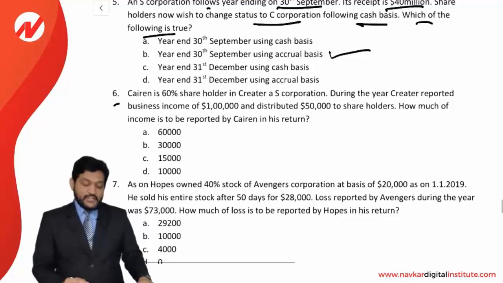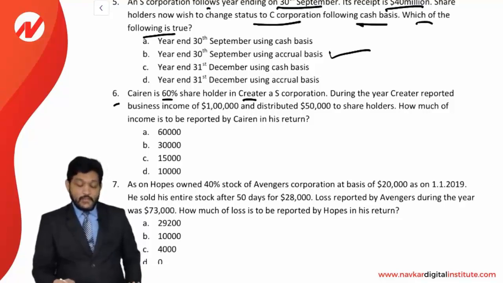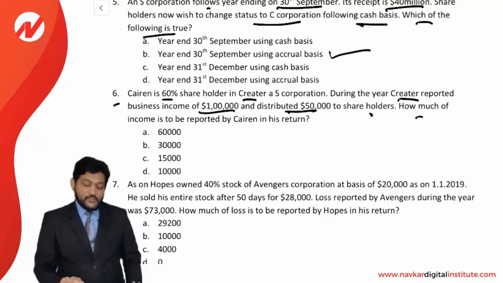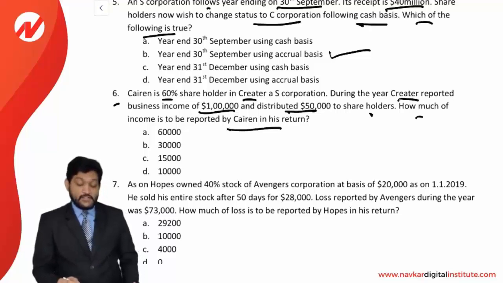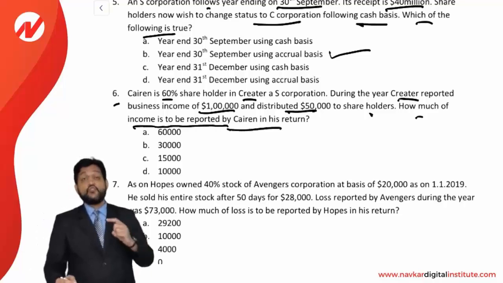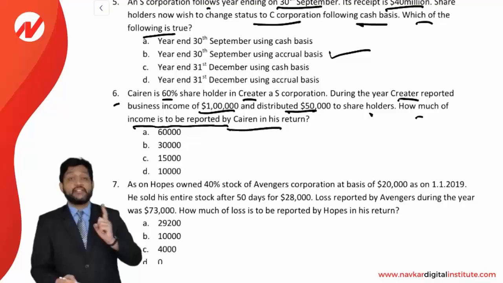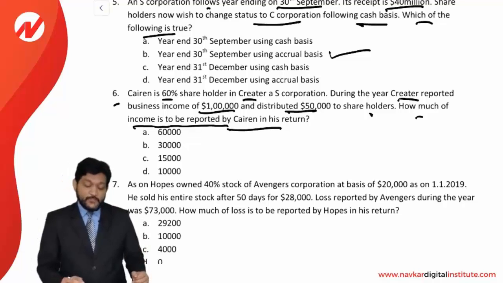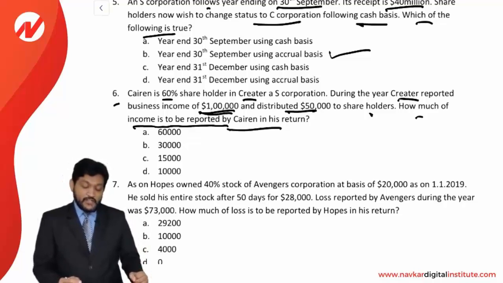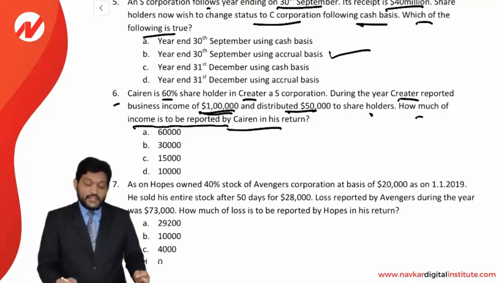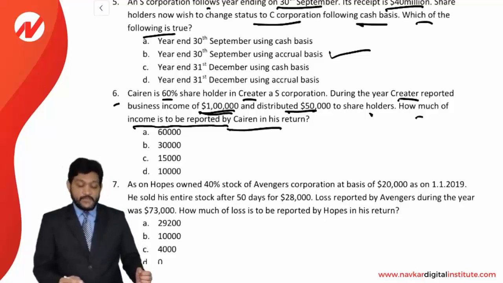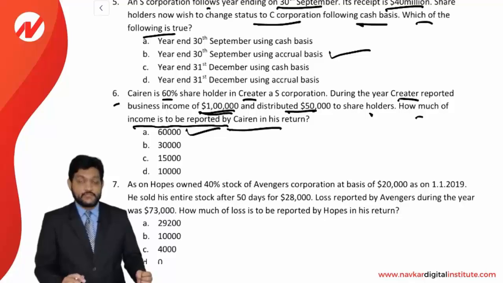Next, Karen is a 60% shareholder in Creator S corporation. During the year, Creator reported business income of 1 lakh and distributed 50,000 to its shareholders. How much income is reported by Karen in her return? Look at the question. They are asking only about income to be reported. They are not asking about the basis. So business income was 1 lakh, and her share is 60%. Very simple. 1 lakh into 60%, 60,000. A is the correct answer.